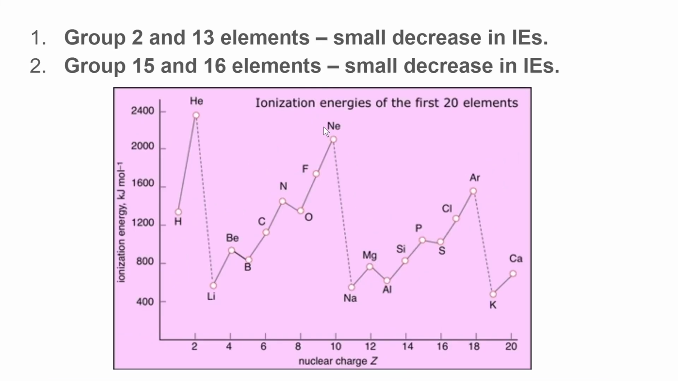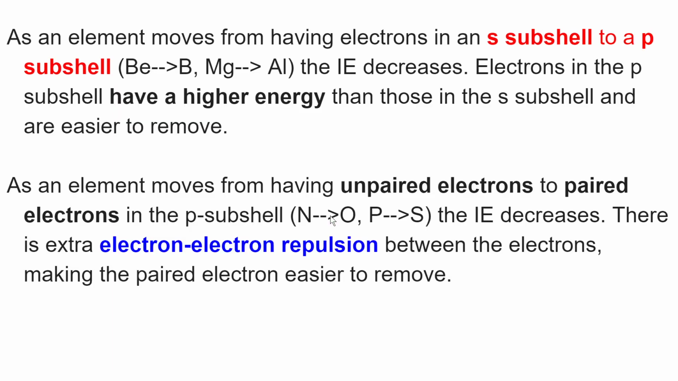So let's look at the notes for that. In groups 2 and 13 elements, there's a small decrease in ionization energy, along with groups 15 and 16. So by group 2, I mean between this and this. Since this is group 2 and this will be group 13 or group 3, depending on if you count the transition metals in between. So this is between group 2 and 3, this is between group 5 and 6. There's a small decrease. These are some notes for your book to put in.